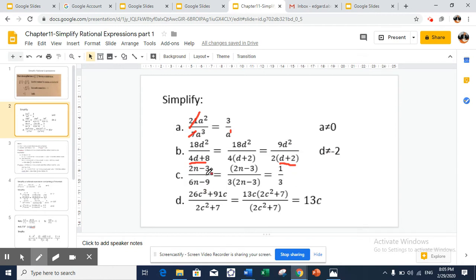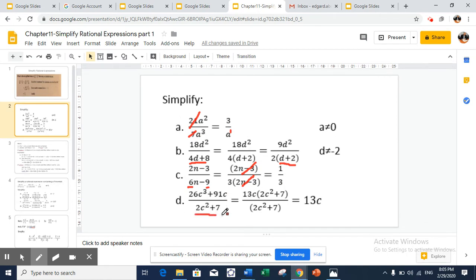Here I cannot put anything in factor, but down I have 6 and minus 9. You have a common divisor, which is 3. So 6n divided by 3 is 2n. Minus 9 divided by 3 is minus 3. I have the same parentheses, so I can simplify. It remains 1 over 3.